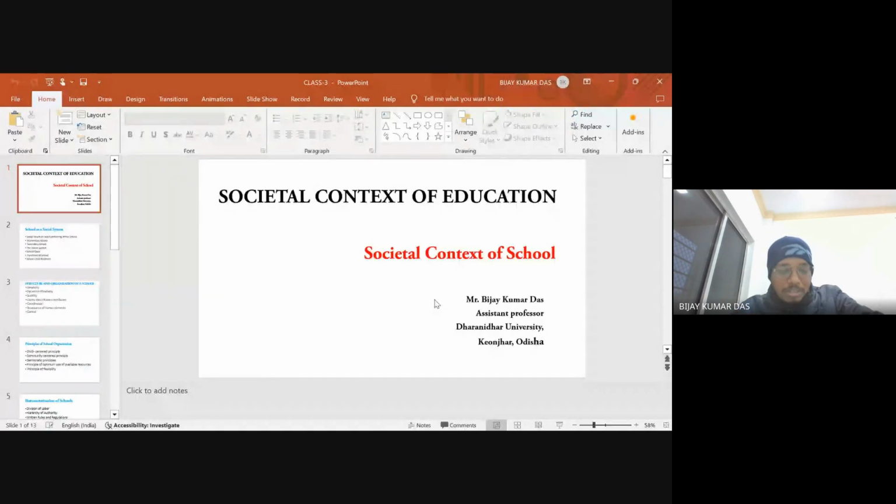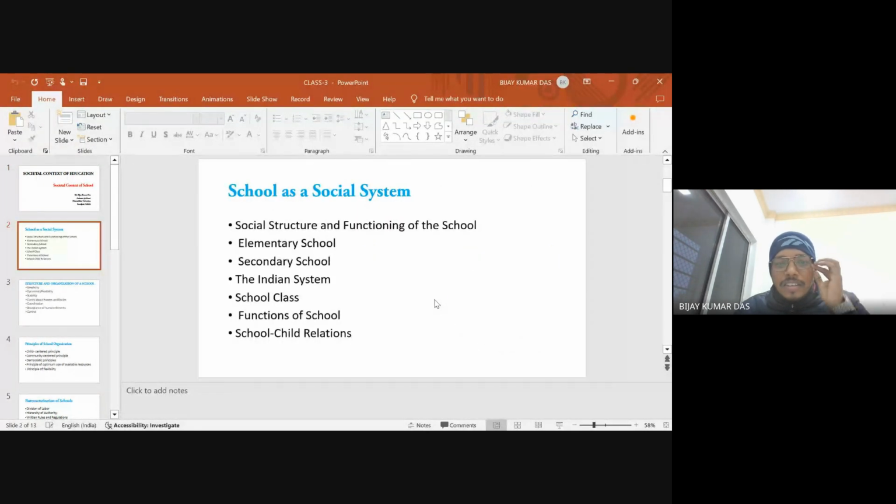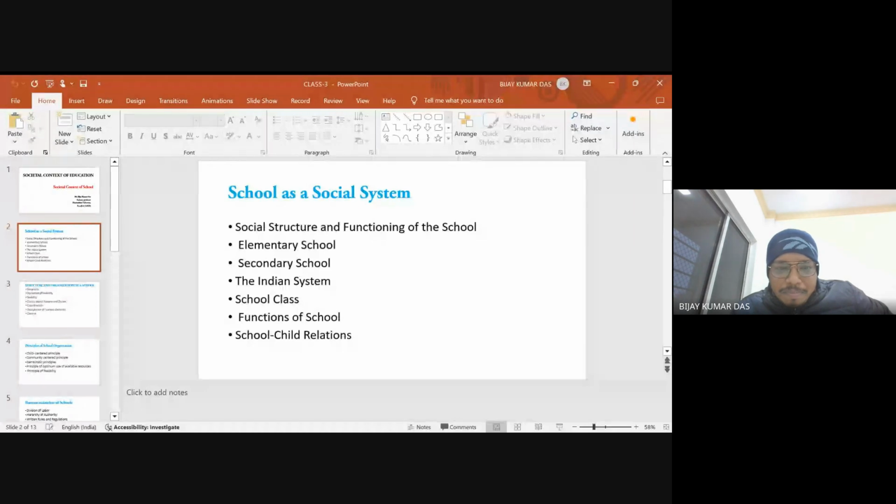Today we'll talk about the societal context of education on the basis of the social context of school, right? So, dear students, you know very well that for understanding the education system, or the education scenario, for proper management and administration of the school and institution, a teacher must have knowledge about the school, the structure of school, the functions of school, the activities that are prevailing in school, right?